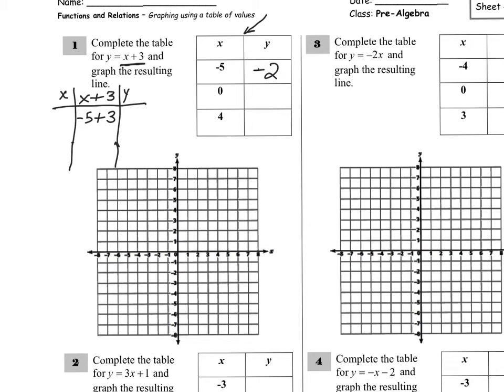The second X value is 0, and I add 3 to that, and I get a +3. So I got -2 here, a +3 here. Third X value is 4. I add 3 to that, I get 7.